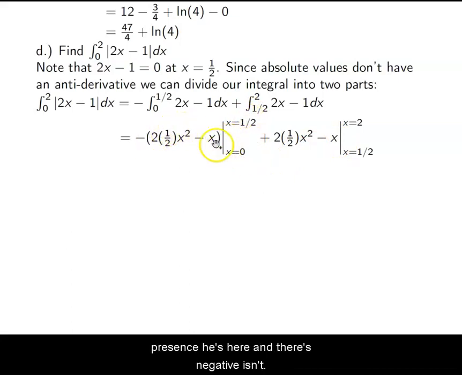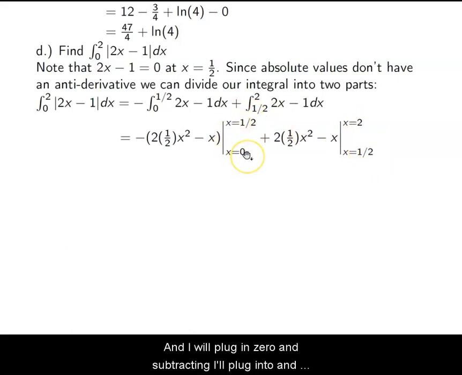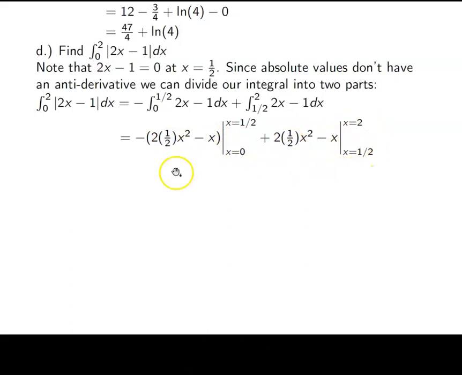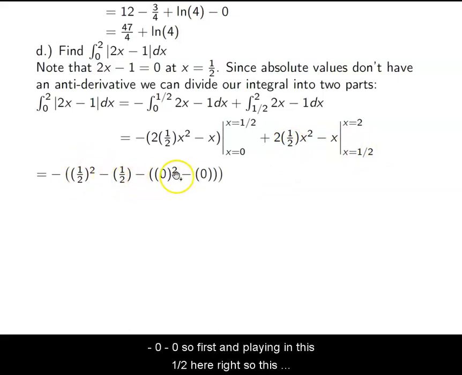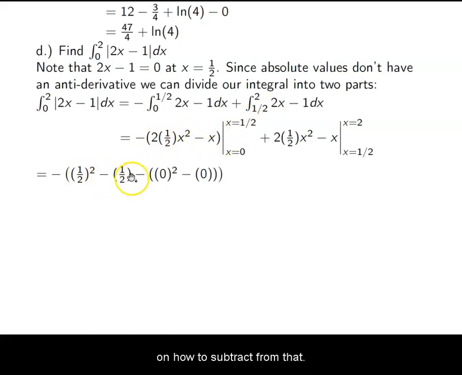Notice I keep my parentheses here, and this negative is in front. Okay, the bounds that I evaluate are from 1/2 to 0, 1/2 and 0 I should say, and the bounds here are 2 and 1/2. So I'll plug in 1/2, and I will plug in 0 and subtract these. I will plug in 2 and subtract from that me plugging in 1/2. Okay, so I have this 1/2 squared minus 1/2 minus 0 minus 0. So first I'm plugging in this 1/2 here, right? So 1/2 squared minus 1/2, 1/2 squared minus 1/2. Subtract from that 0 minus 0.